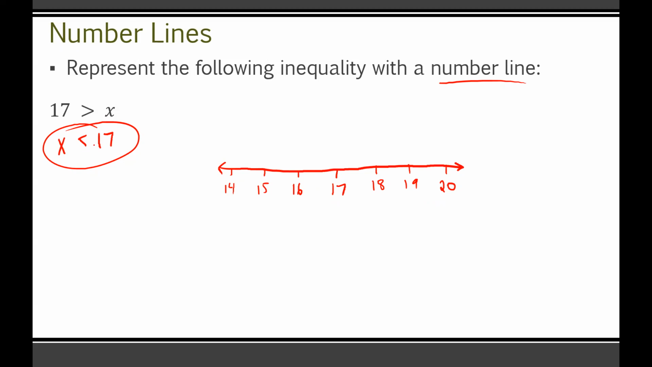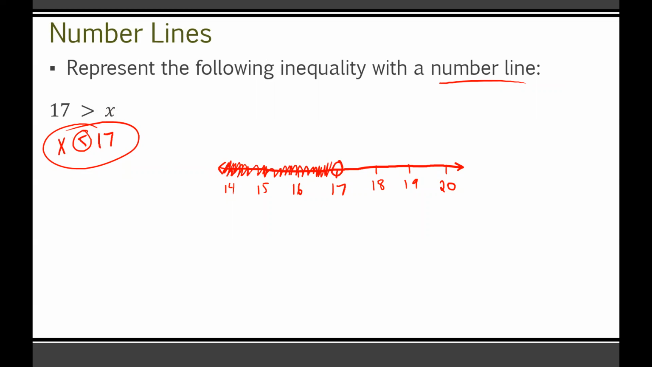Now, since x is less than 17, we want to shade the entire part of this number line that's underneath 17. But there's another important thing we have to remember as well. Notice this is just a strictly less than sign. It's not less than or equal to. Because of that, we have to put an open circle at 17 because that tells us we can't actually include 17 as being a value of x, but we're just going to get really close to it. So put an open circle around 17 because it's strictly less than, and then just shade below that line.